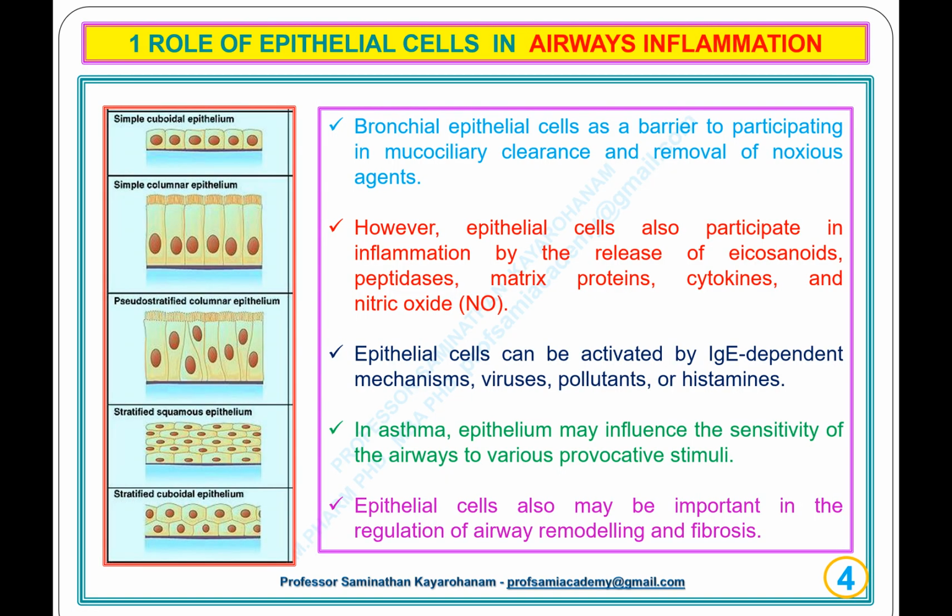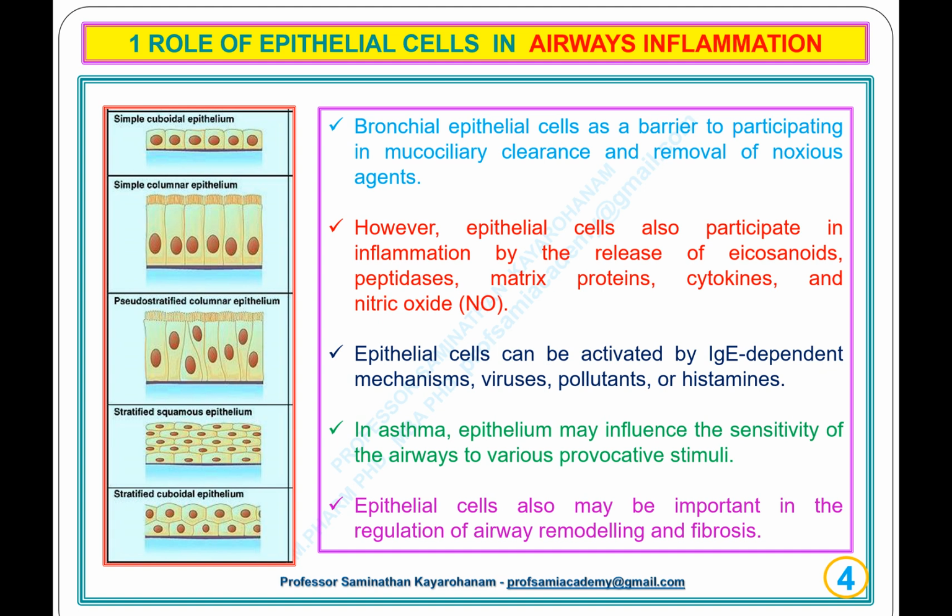Next slide. 1. Role of epithelial cells in airways inflammation. Bronchial epithelial cells act as a barrier, participating in mucociliary clearance and removal of noxious agents. However, epithelial cells also participate in inflammation by the release of eicosanoids, peptidases, matrix proteins, cytokines, and nitric oxide.